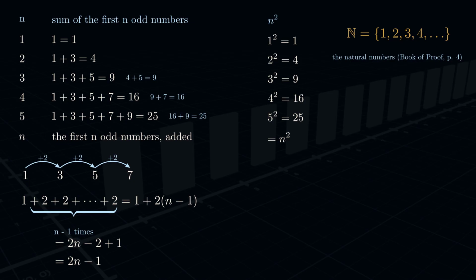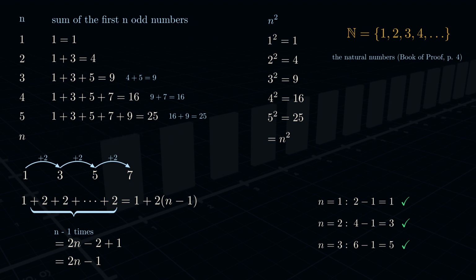Check it against the table. n equals 1. 2 minus 1 is 1. Yes. n equals 2. 4 minus 1 is 3. Yes. n equals 3. 6 minus 1 is 5. Yes. So the nth odd number is 2n minus 1, and line n reads 1 plus 3 plus 5 all the way up to 2n minus 1 equals n squared.